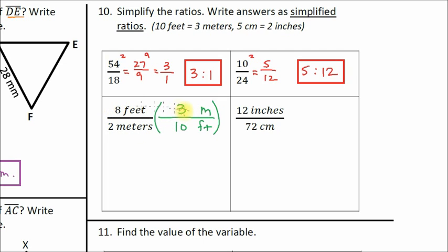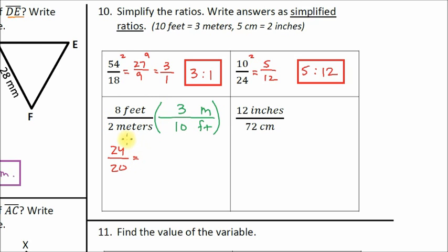Let's multiply across. 8 times 3 is 24. 2 times 10 is 20. Again, don't think you're allowed to cross multiply here. We're not making these two fractions equal. We're multiplying these two fractions together. So we multiply across. Numerator times numerator, denominator times denominator.